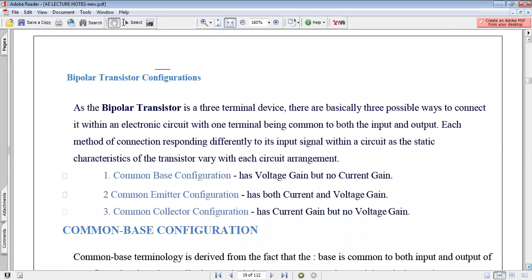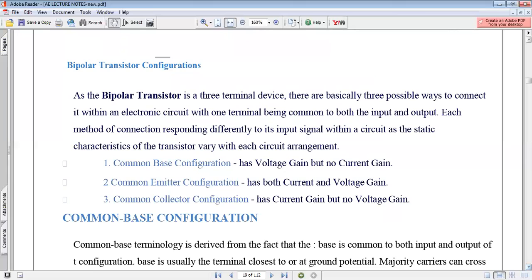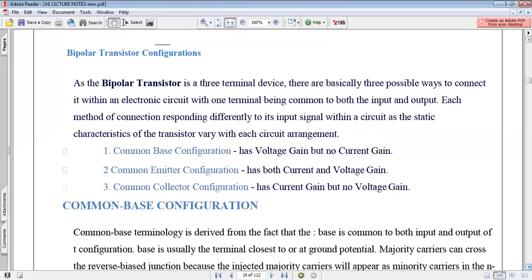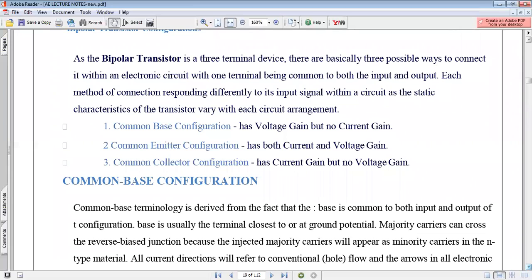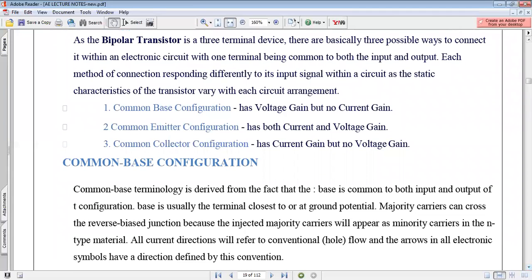Now, a transistor is a three-terminal device, but we use it as an amplifier or as an oscillator, as a multivibrator. In so many applications, it is used as a two-port device. And to make it a two-port device, we have to make one of the terminals common or grounded between input and output. So based on that, it has got three common configurations. These common configurations we will study in our next video.